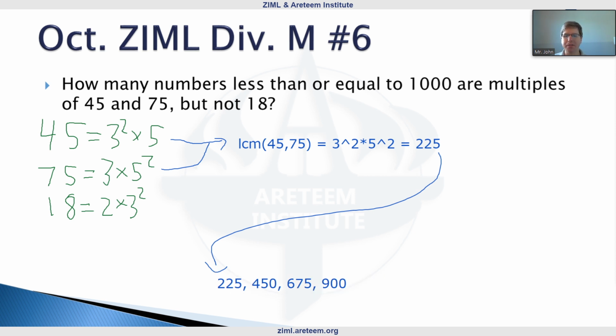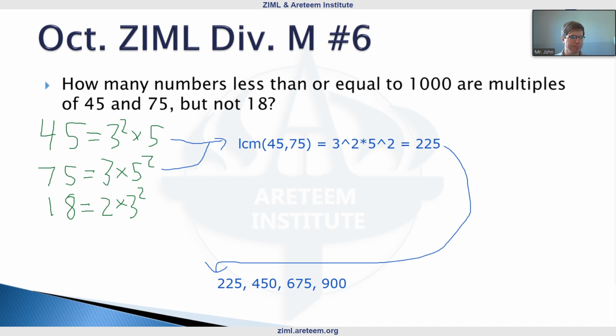So we start off here with 4 numbers that are less than 1,000 and are multiples of 75 and 45. But we want to say, but not 18. So we also have to look at this, but not 18 there. You could, of course, just check the 4 numbers and cross out those ones there. But I want to quickly point out that this is actually another LCM. If we calculate the LCM of all 3 of them, we can do this the same way.